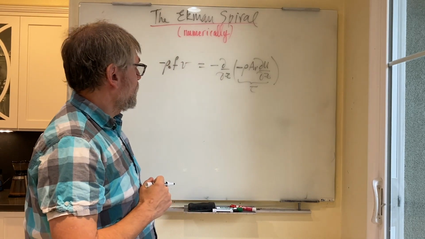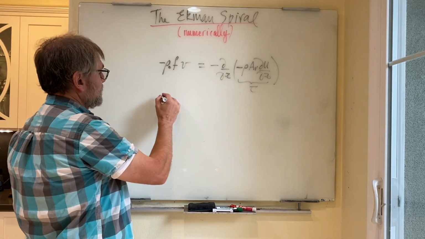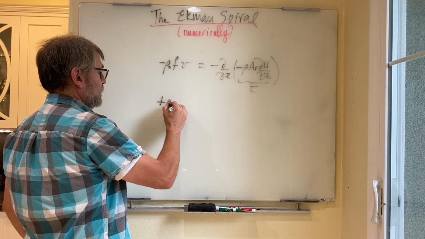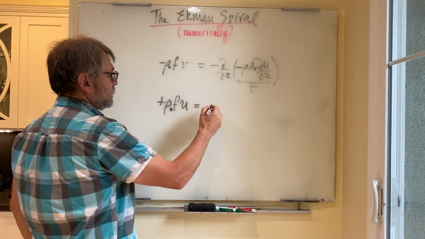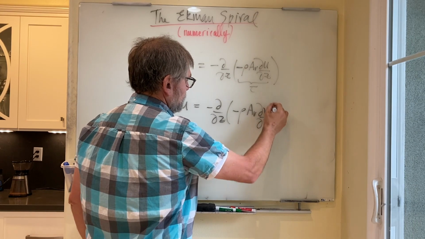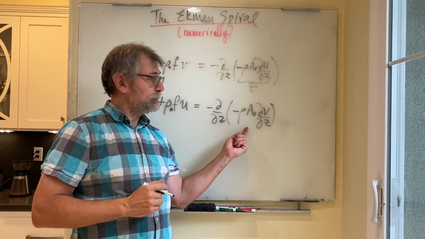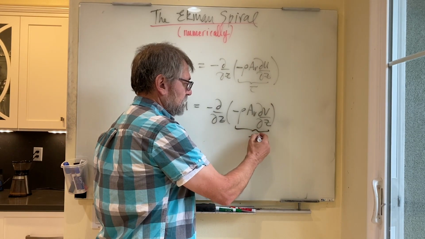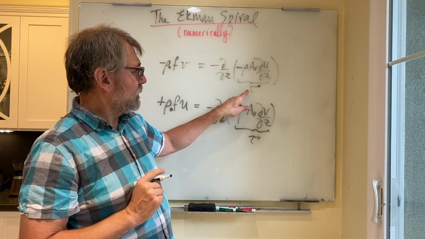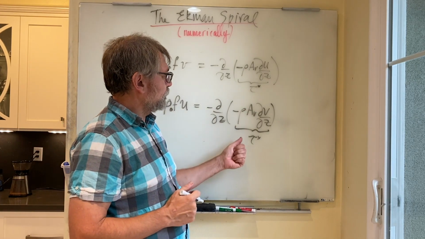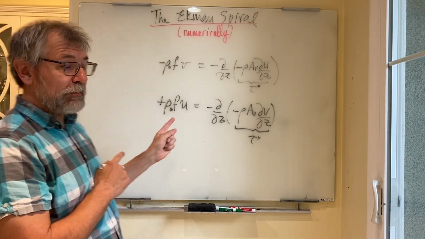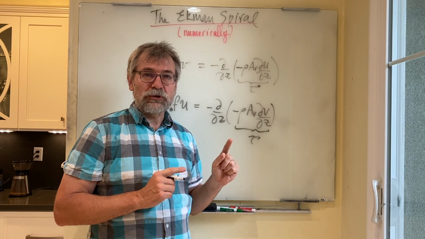All right, so that's the x momentum equation, and the y one is plus rho naught f times u is equal to minus d/dz of minus rho A_V dv/dz. This is the northward momentum flux, which is also a stress: tau in the y direction, and the other is tau in the x direction. Remember, stress is a force per unit area, or the flux of momentum. In this case, upward flux of eastward momentum, and upward flux of northward momentum. These are the equations we solved before.